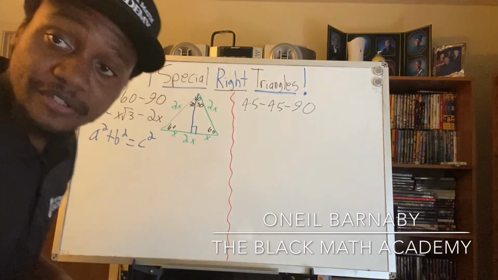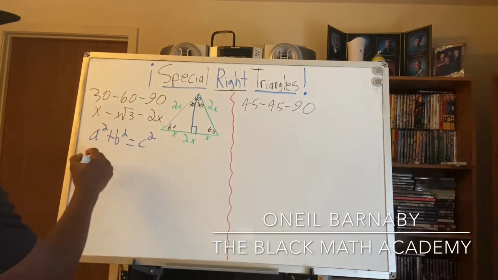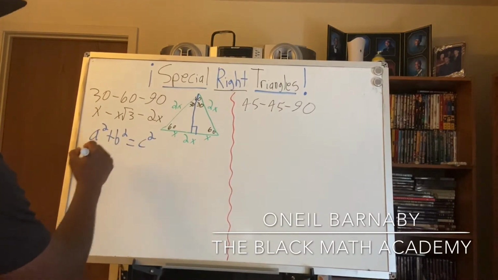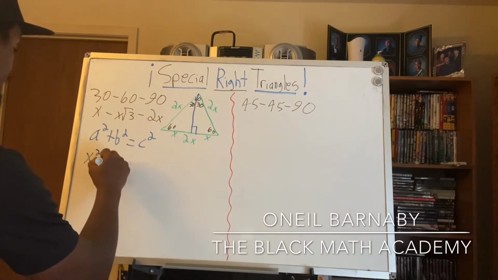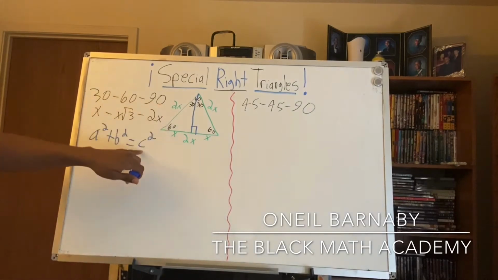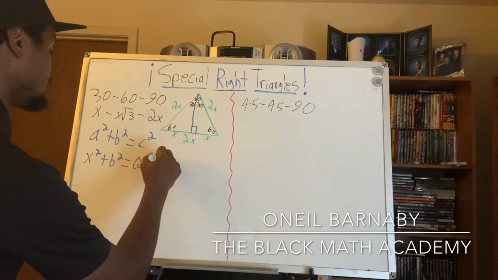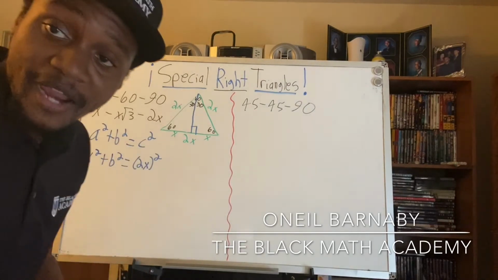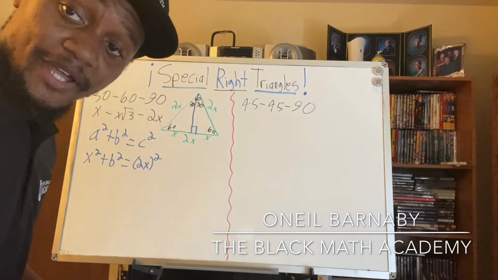So we'll plug in the values and see what happens. So x can be the value of a, so x squared. The height we don't know, so we'll leave that as b for now, so b squared. And 2x is the value of c, so we'll plug that in, 2x squared. Now all we have to do is just solve this, and we should be able to get our answer for the value of the height.